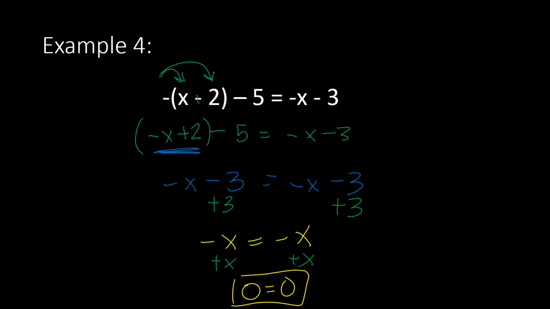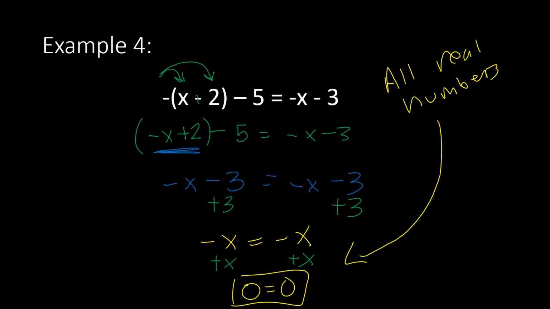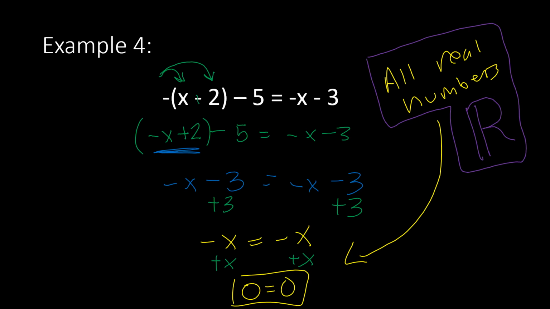Now what does that mean? That means that for this problem, all real numbers can be x, because no matter what you put in for x, you'll get 0 equals 0. And the symbol for all real numbers is like 2 lines and then an R. So this is what you get as your answer. You will write either the R symbol or all real numbers. It depends on your teacher.